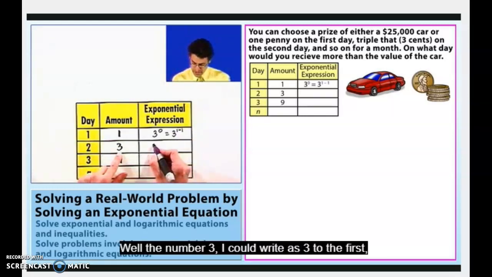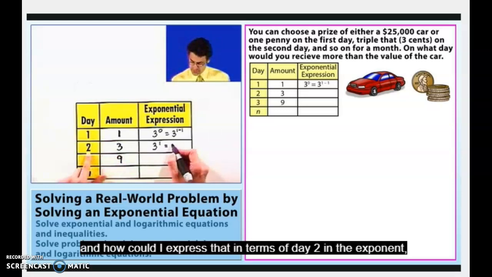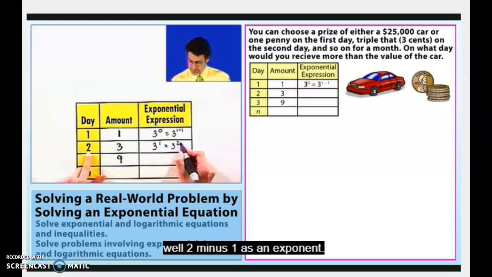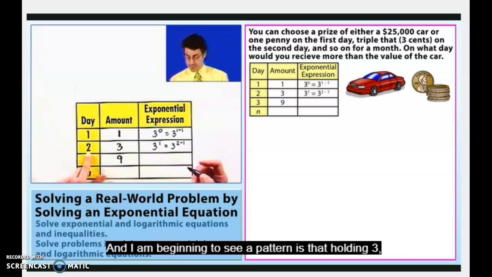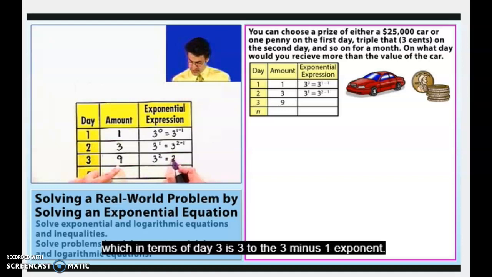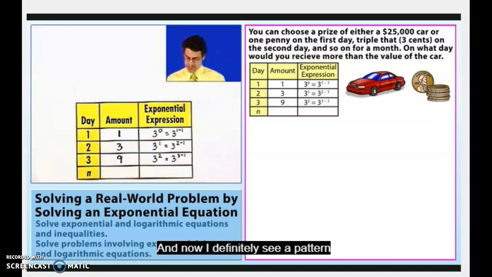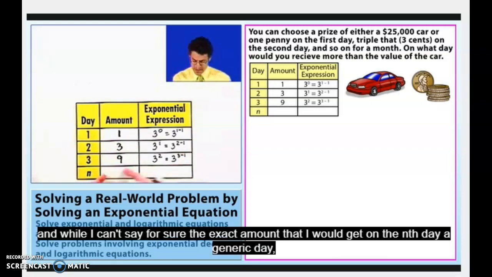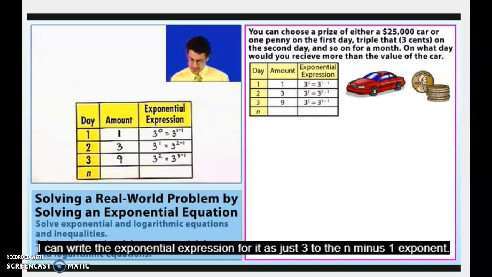Okay, what about 3? Well, the number 3 I could write as 3 to the first. And how could I express that in terms of day 2 in the exponent? Well, 2 minus 1 as an exponent. And I'm beginning to see a pattern. Does that hold in 3? Well, I can write day 3's profit as 3 squared, which in terms of day 3 is 3 to the 3 minus 1 exponent. And now I definitely see a pattern. And while I can't say for sure the exact amount that I would get on the nth day, a generic day, I can write the exponential expression for it as just 3 to the n minus 1 exponent.